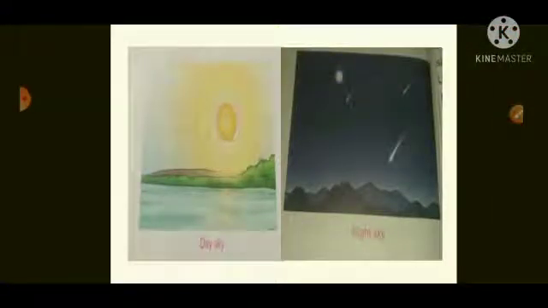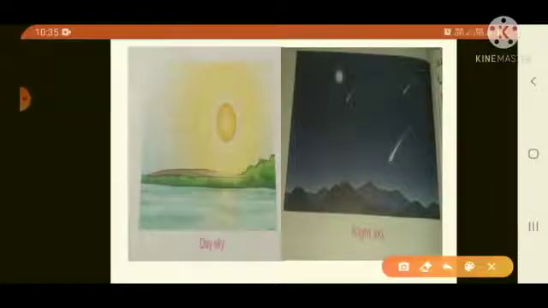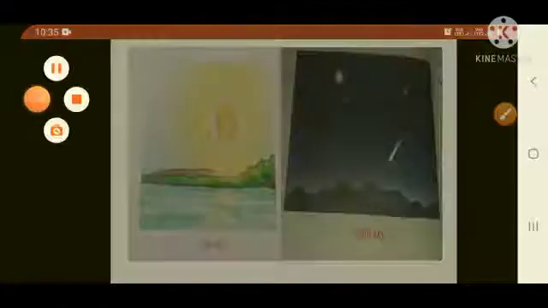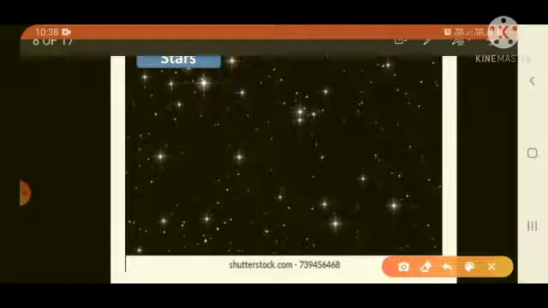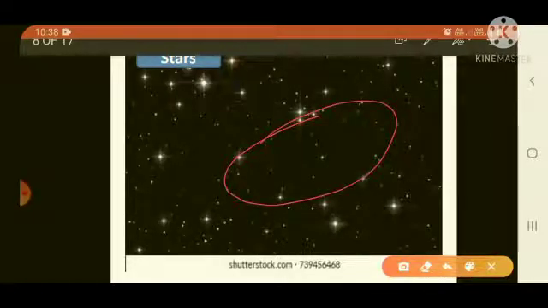Next, our neighborhood in space. You can see here, children, in the picture. The first image is the day sky, and the second image is the night sky. Next is stars. There are countless stars in the universe. They are gigantic balls of hot gases.